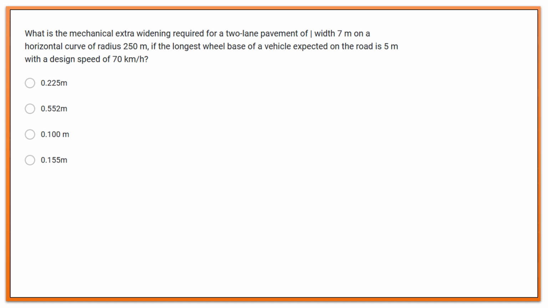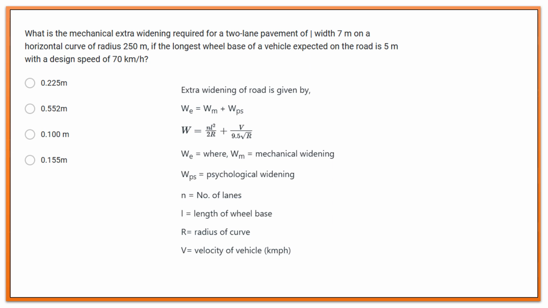So to find out the mechanical extra widening, the formula is nl square divided by 2R. If we add the mechanical widening and psychological widening, then we get the extra widening. In the question, the mechanical widening is equal to nl square divided by 2R. So n is given here, which is 2-lane pavement, so n is equal to 2. Then the length is 5 meter and radius is 250 meter.